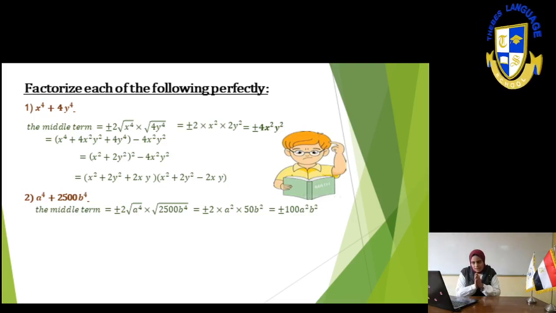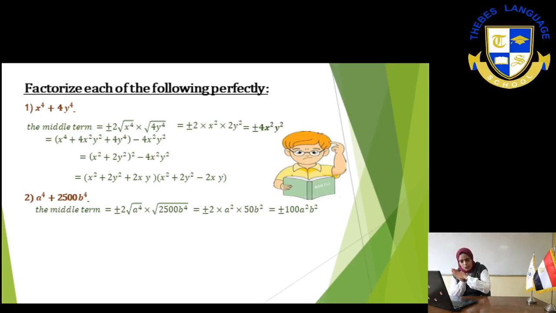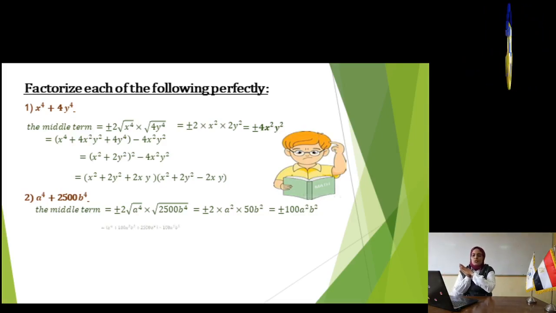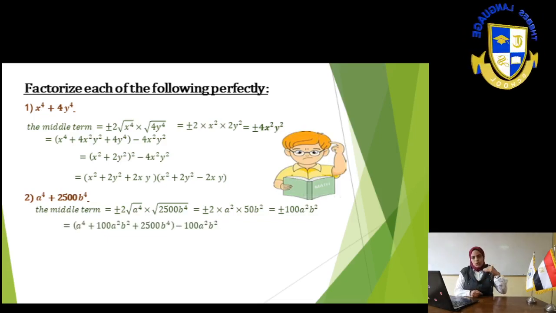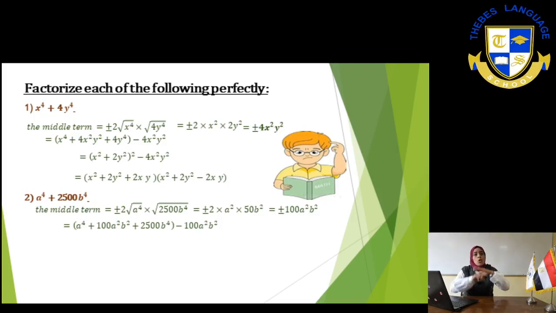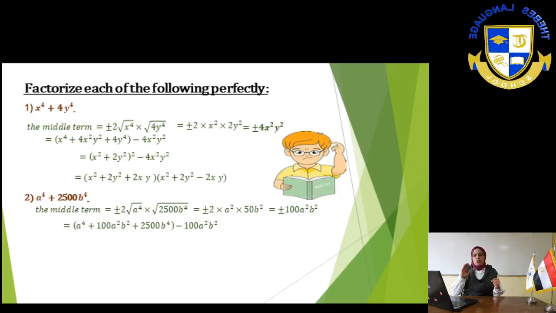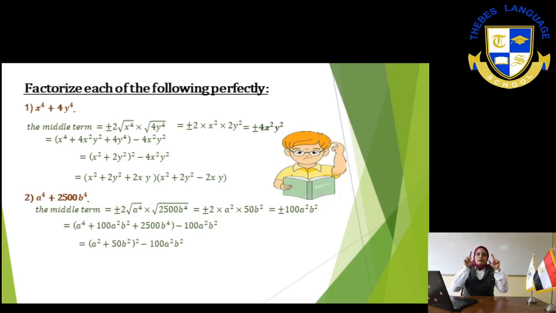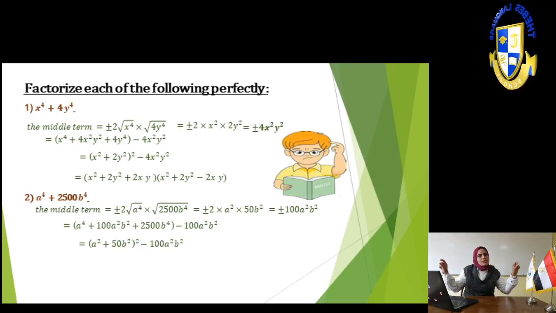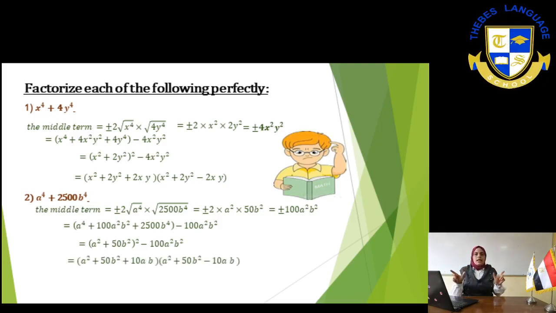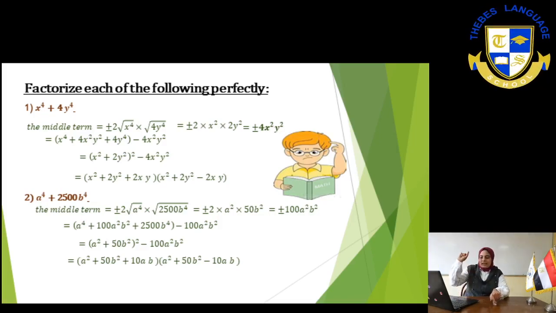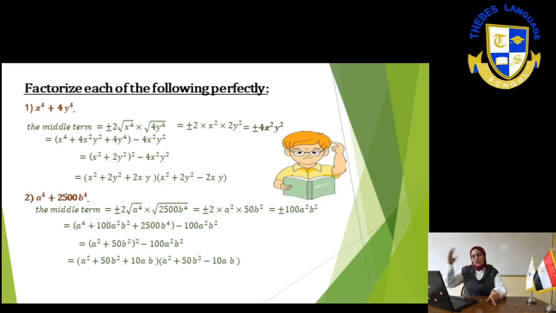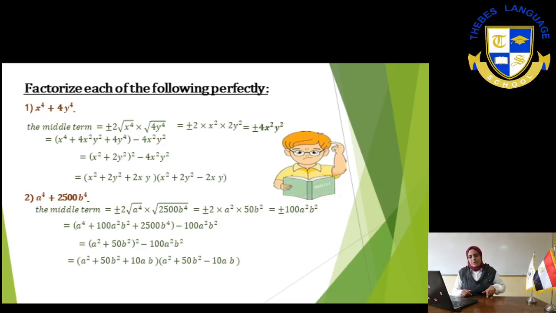So I will add 100 a power 2 b power 2, subtract 100 a power 2 b power 2 to get perfect square trinomial, which factorized into a power 2 plus 50 b power 2 all to the power 2 minus 100 a power 2 b power 2. Here we have a difference between two squares. We will factorize it again as the following: a power 2 plus 50 b power 2 plus 10ab. Another bracket, it will be a power 2 plus 50 b power 2 minus 10ab.